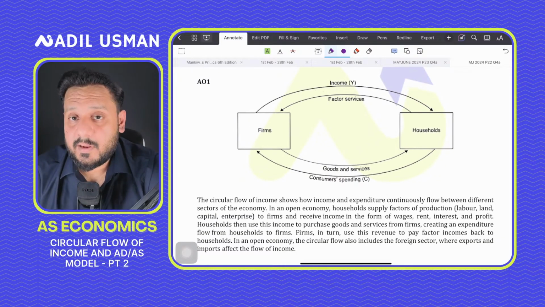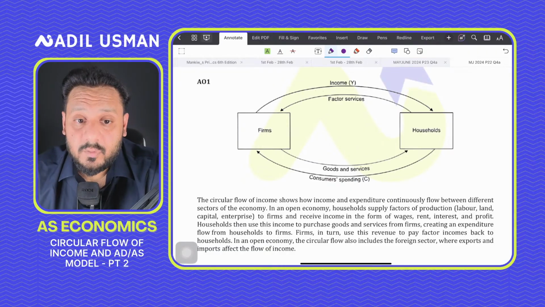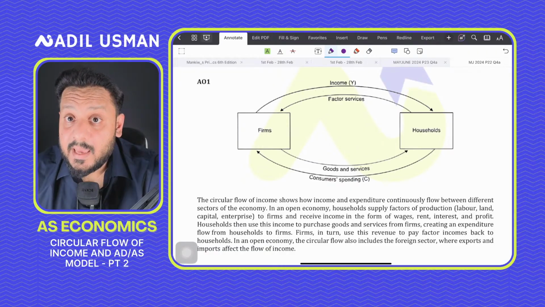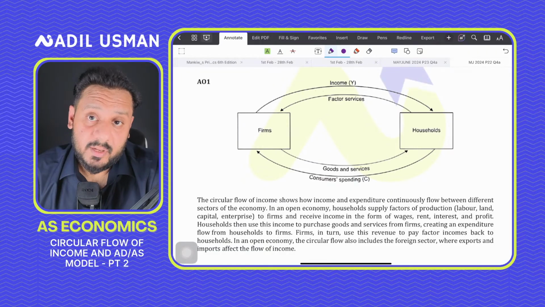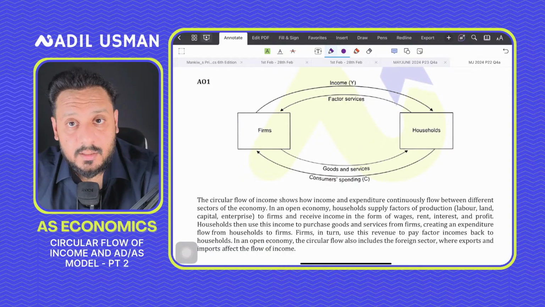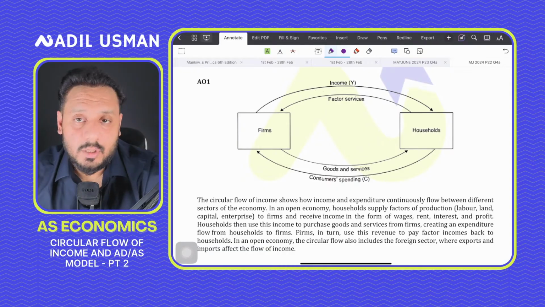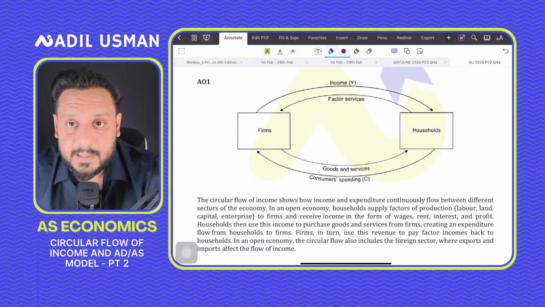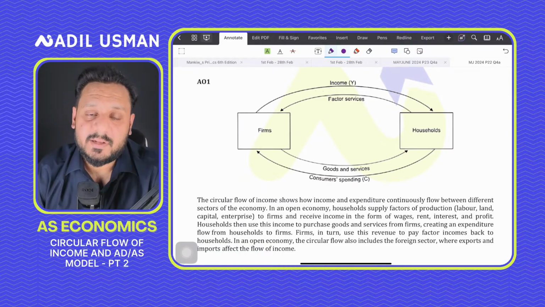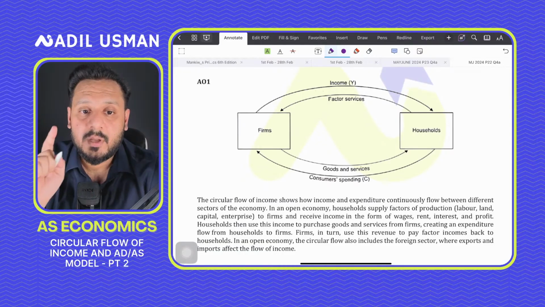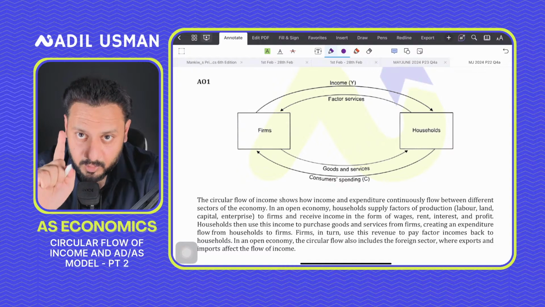When you are drawing a circular flow diagram in AO1, whether the question is on open economy or closed economy, a simple diagram showing the flows of income and expenditure between households and firms would be credited 1 full mark. Okay?